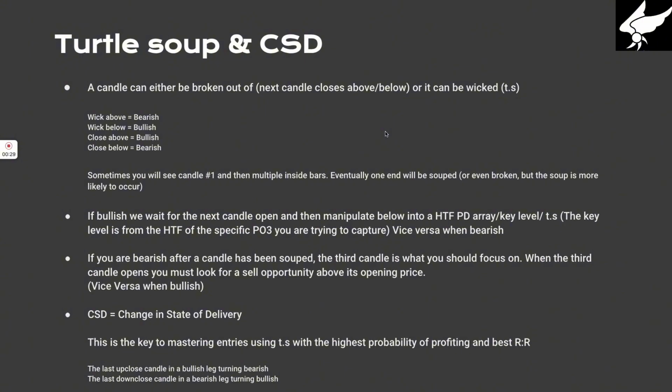Sometimes you're going to see candle number 1 and then multiple inside bars. Eventually, one end of the range will be souped or even broken, but the soup is more likely to occur if an inside bar forms. If bullish, we wait for the next candle's open, and then we manipulate below into a higher time frame PD array or a key level. This is the turtle soup. The key level is from the higher time frame of a specific power of 3 that you are trying to capture. Vice versa when bearish.